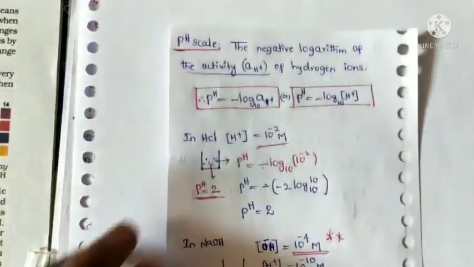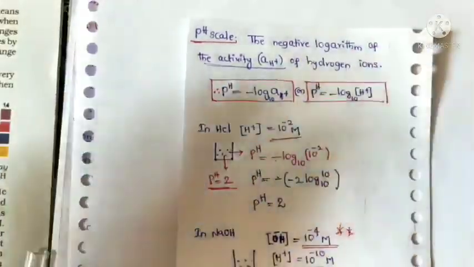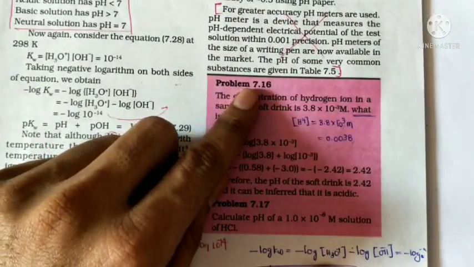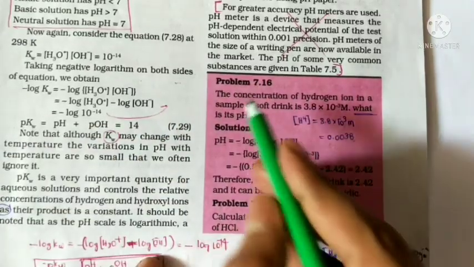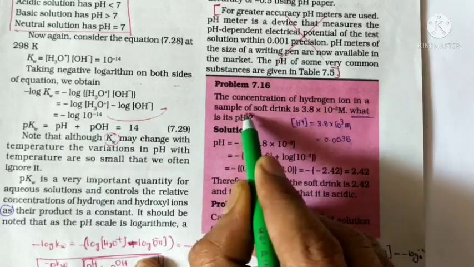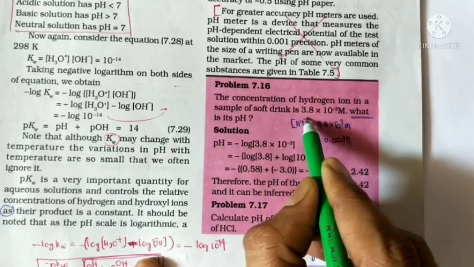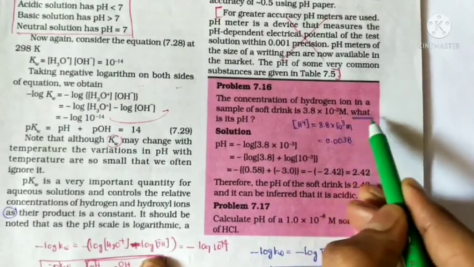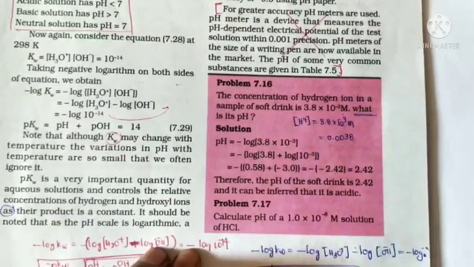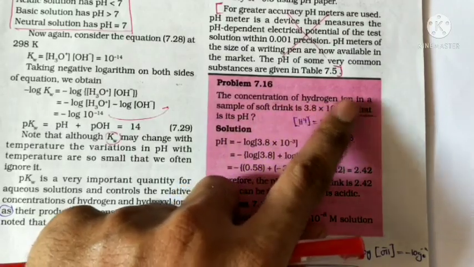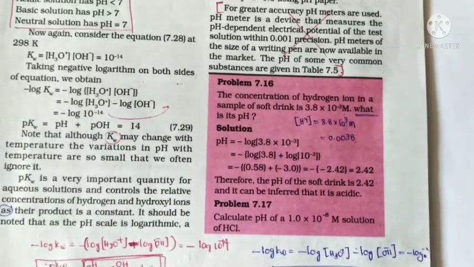So this is the information about the pH scale, and now you will see some problems. Problem number 7.16: the concentration of hydrogen ion in a sample of soft drink is 3.8 into 10 to the power of minus 3 molar. What is its pH? Here the concentration of hydrogen ions is given, so find the pH.